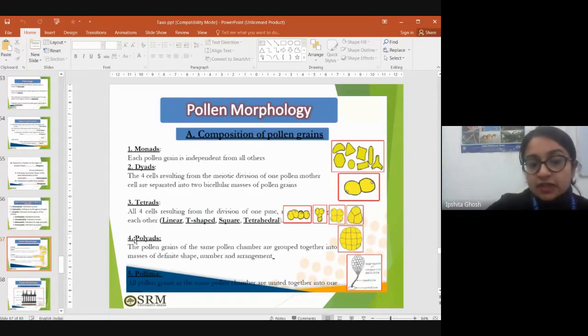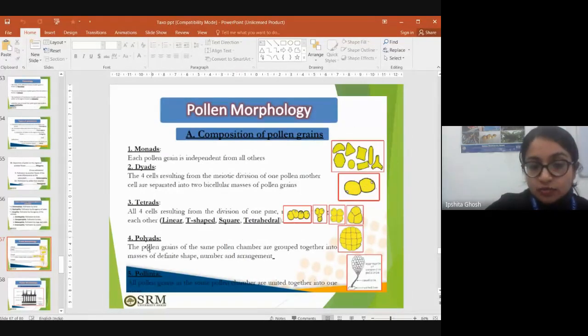Now, what about polyads? Poly means multiple, right? If the pollen grains are divided into multiple segments or masses, they are called polyads. You can see the terminologies are as per the definition, and vice versa. If you look at the terms, you can understand that they have been named according to the way they are arranged.